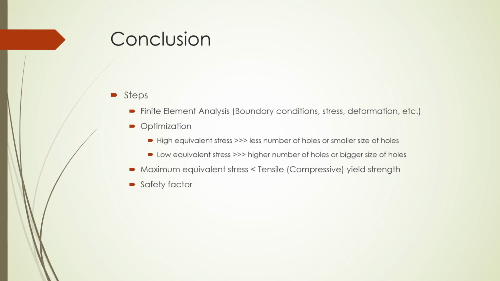We come to a conclusion that in order to minimize the weight of the structure, at locations where high equivalent stress occurs, we should reduce the number of holes or make the holes smaller. At other locations where low equivalent stress occurs, we should increase the number of holes or make bigger holes. But we should always keep the maximum equivalent stress lower than the tensile or compressive yield strength in order to reach some safety factor.